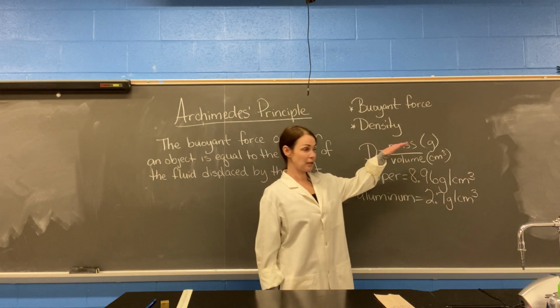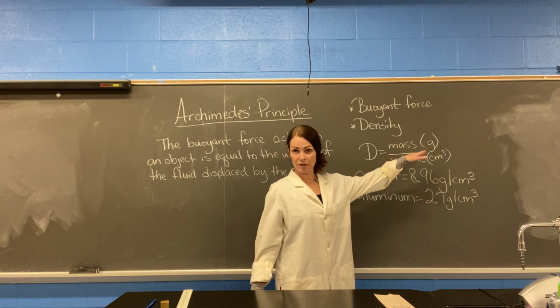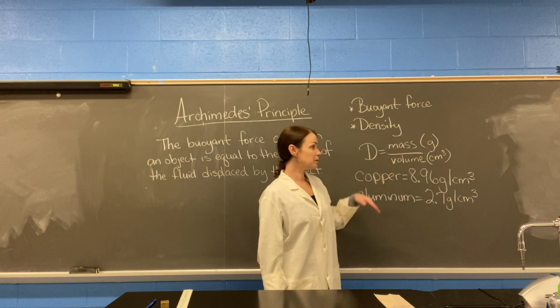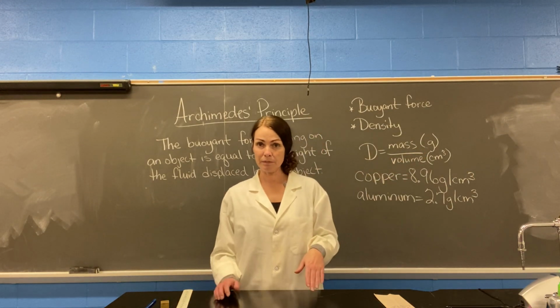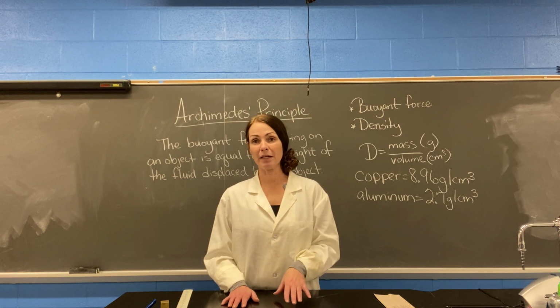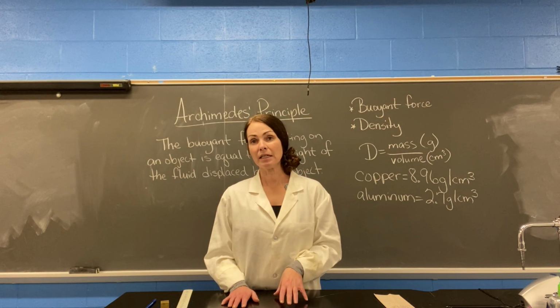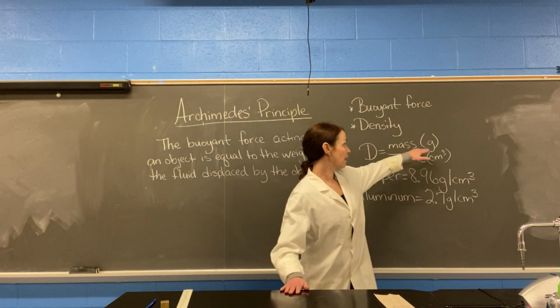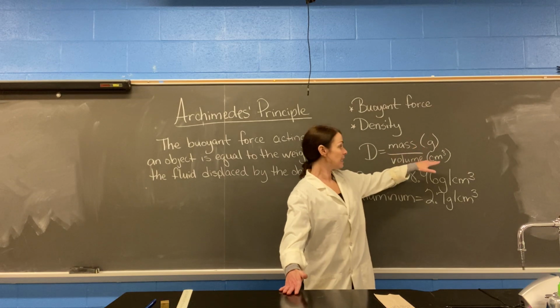Mass is measured in grams, usually using a triple beam balance, and volume is measured in cubic centimeters. Once you have the mass and the volume, you divide the mass by the volume and you end up with density. Density is measured in grams per cubic centimeter, or the amount of mass or stuff in the amount of space or volume.